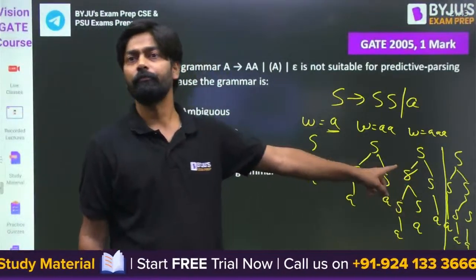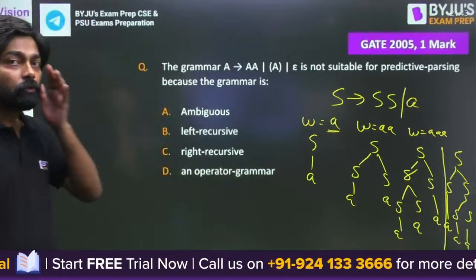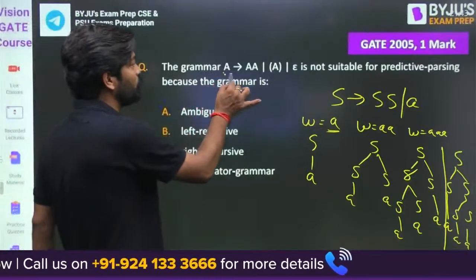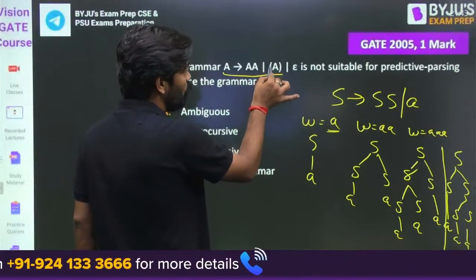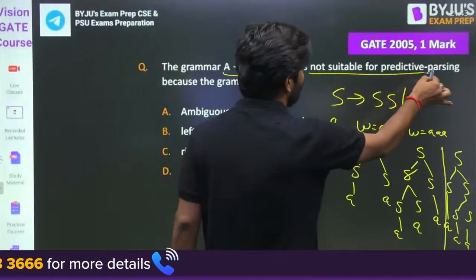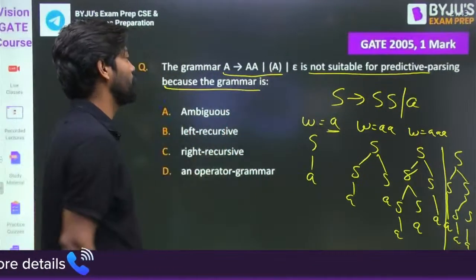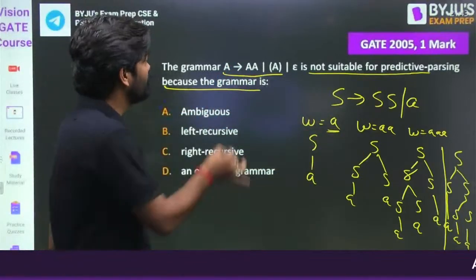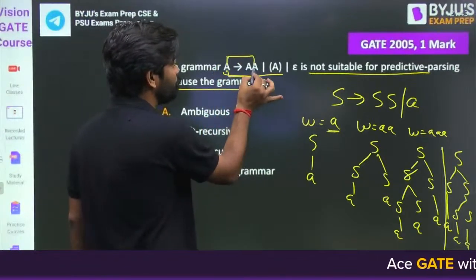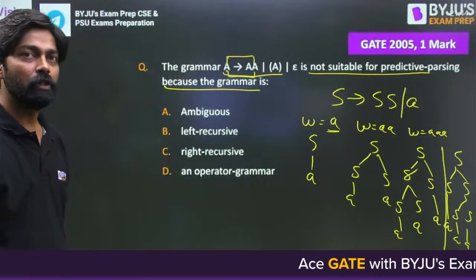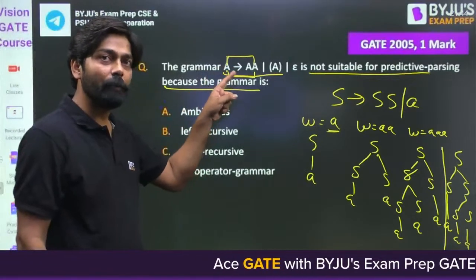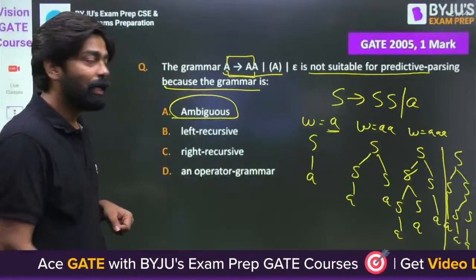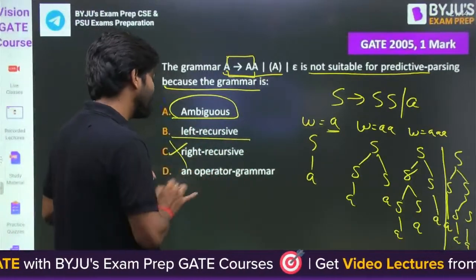It is clear? Fine. So my dear friend, this question also, you might argue with me, sir, the grammar A goes to AA, or opening bracket A closing bracket, or null, is not suitable for predictive parsing because of the grammar. If you see this grammar, I have already given the example also. This grammar is left recursive also and right recursive also. So it is not suitable. It is ambiguous, you know, left recursion and right recursion together are definitely ambiguous. Right recursion alone does not create any problem.